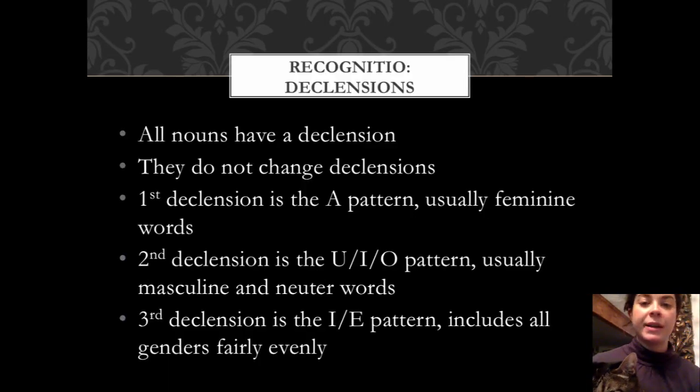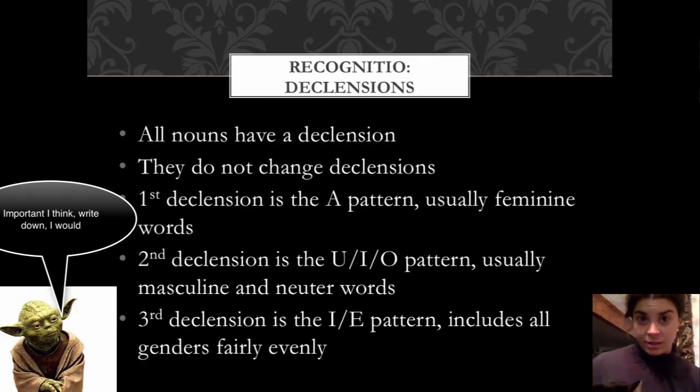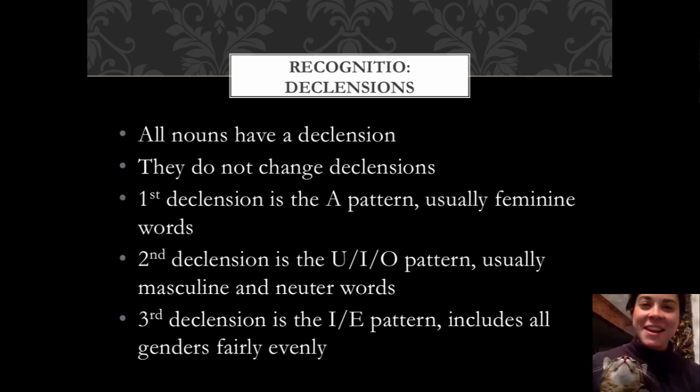So first, remember, guys, with declensions, all nouns have a declension. They don't change this declension, so it doesn't matter what declension it's in, it stays that way. So Agricola stays Agricola, Nauta stays Nauta, Puer stays Puer, and so on and so forth. All of them stay in the declension that they're in. They do not change declensions.